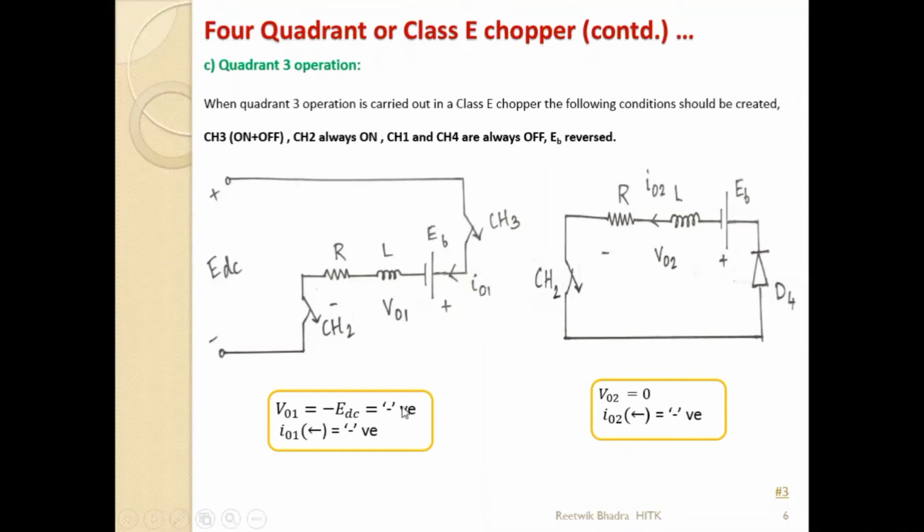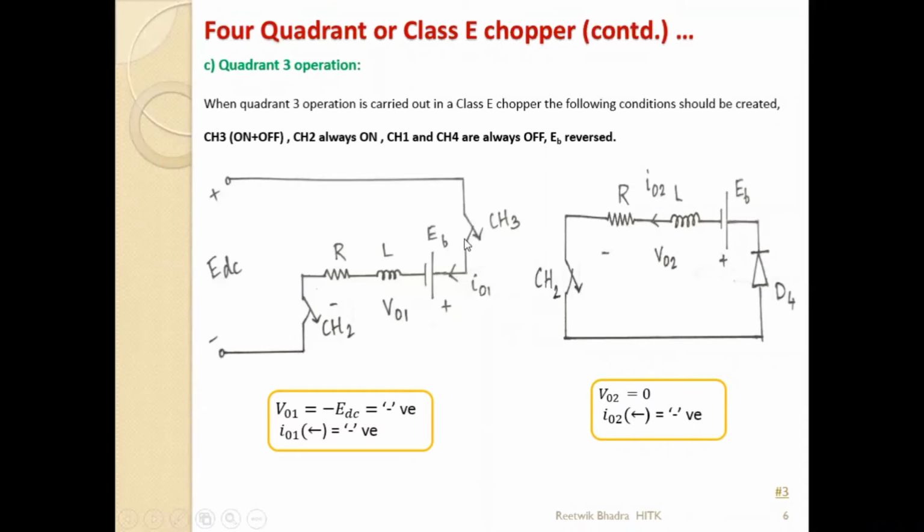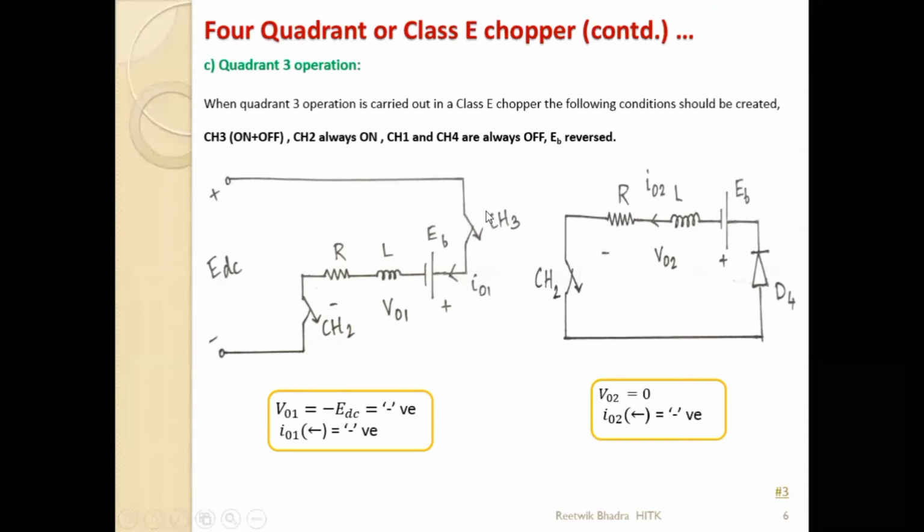Why is it written CH3 on plus off? Operated, once it will be on, once it will be off. Okay, okay, the switch can be single pole, single throw switch. It can be one time on and one time off. That is, open circuit and short circuit. On means short circuit, off means open circuit.